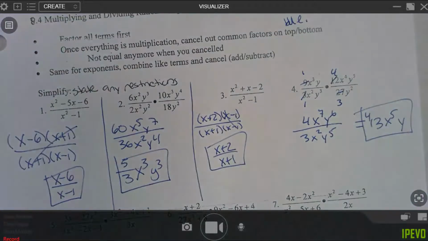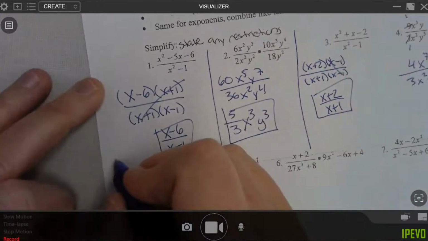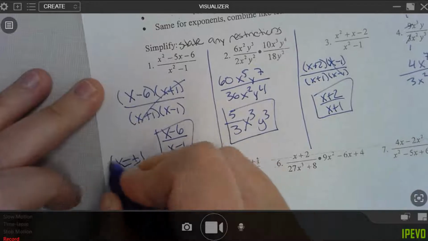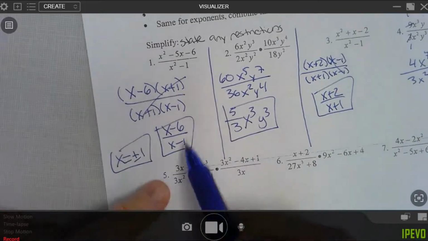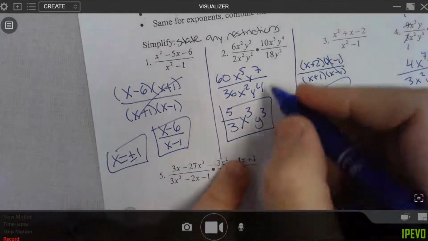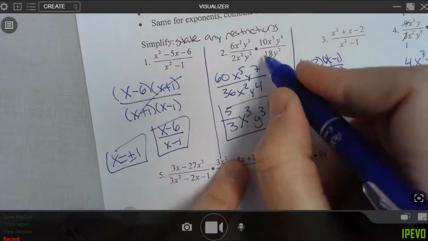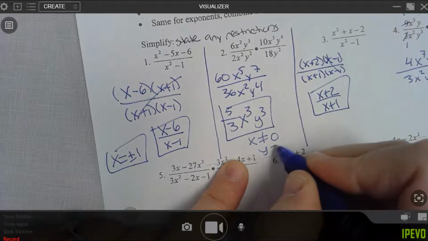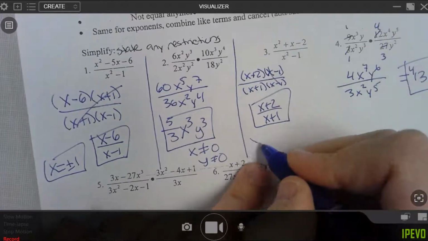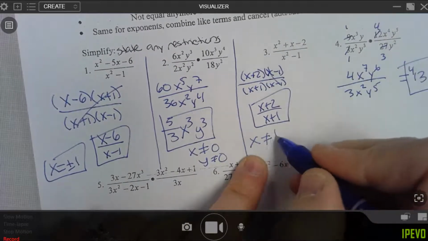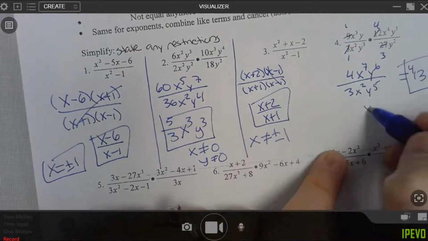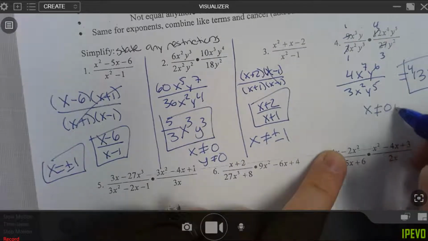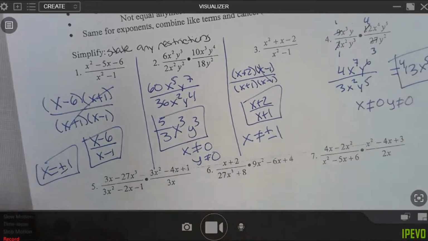Okay. Restrictions is just like if they ask you what the domain is. So this one right here, you would just say x couldn't equal plus or minus 1 because it makes the denominator zero. So here, x and y both couldn't equal 0 because you were dividing by them. So this one, this is like just if we asked you for the domain. So this is plus and minus 1, and then this is x and y is 0 again.